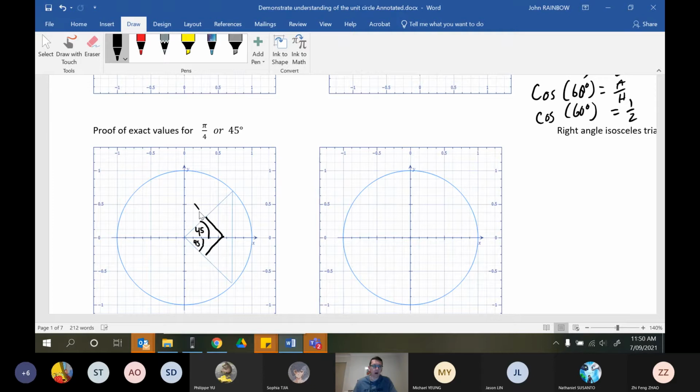Okay, this has a length of 1 because it's the radius of 1. What's this length? Well, we know that the area of this square will be 1. So the total area of this would be 2. So the total length of that would be root 2 from top to bottom.